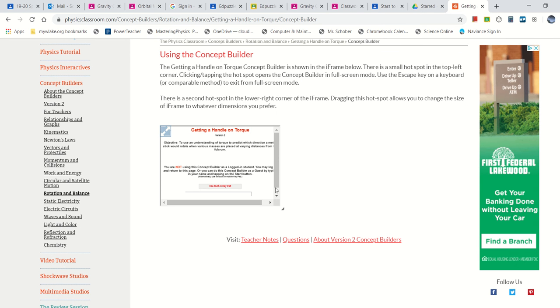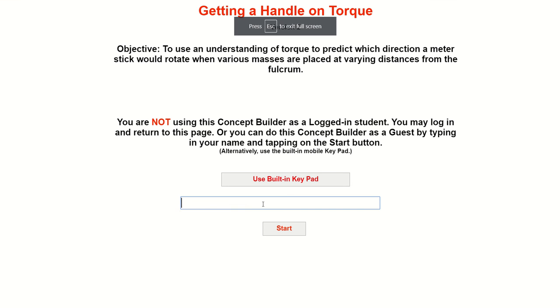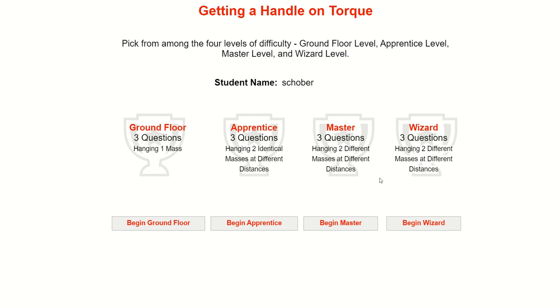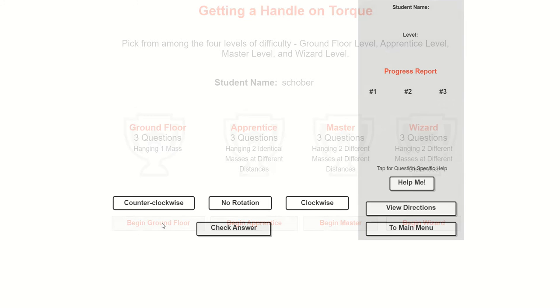Okay, so I'm going to do some of this kind of with you. The link will be on this assignment. Type in your name here as we always do, and there's 4 levels, and I went through all this really quick. Each level only has 3 questions. So we'll do one of these on each. So begin on the ground floor.